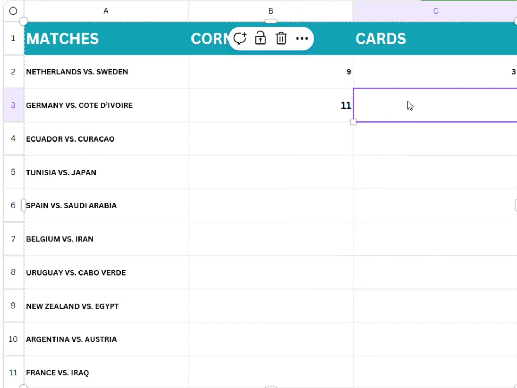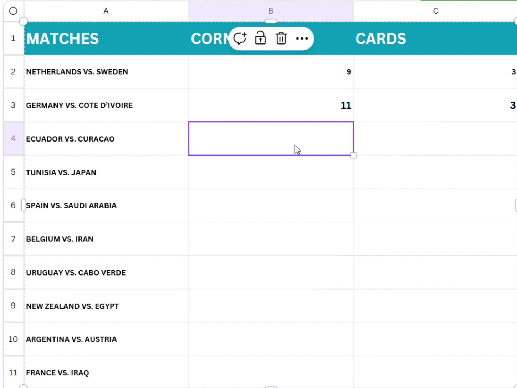For this Germany versus Cote d'Ivoire, the average cards in a match that features Germany is 2.8, while the average cards in a match that features Cote d'Ivoire is 3. So 2.8 plus 3 is 5.8, divided by 2 is 2.9. So about 3 cards also.